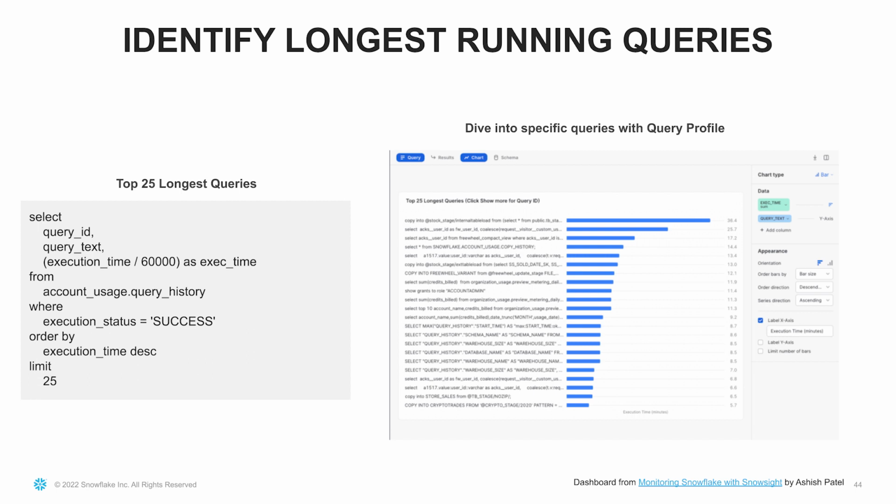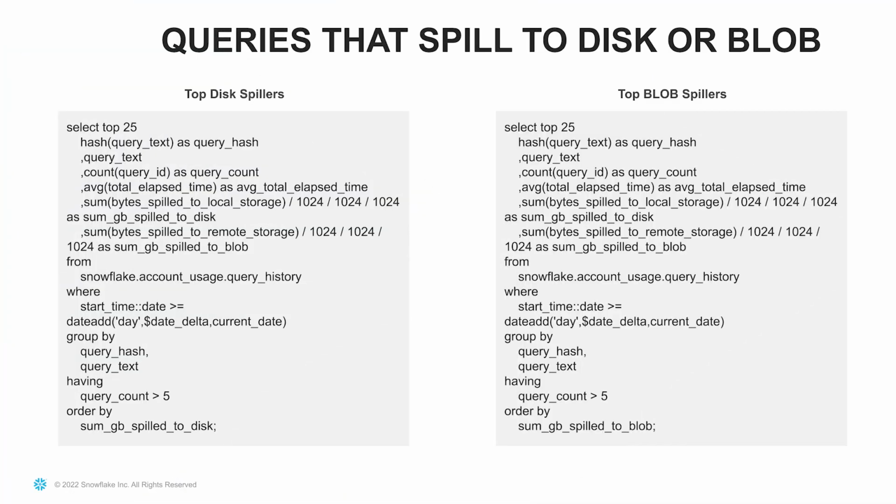Also, what are my longest running queries? Just simply, what are the longest running queries? I can take those and maybe optimize those or work with those users. And queries that spill to disk and spill to blob notoriously take a little bit longer to run in Snowflake. They don't stop running, that's why we spill, but they'll take a little bit longer to finish for those users.